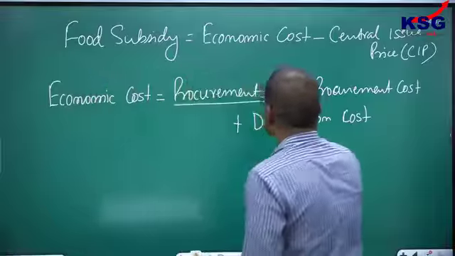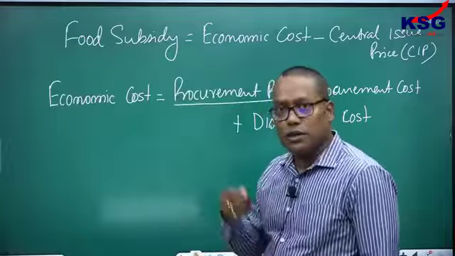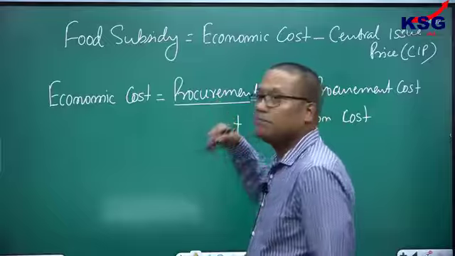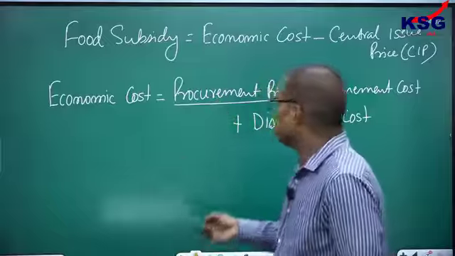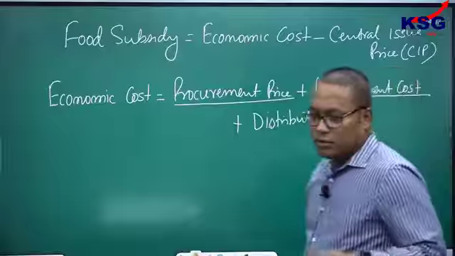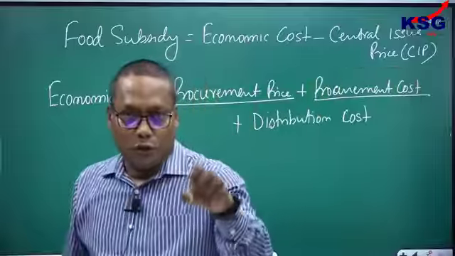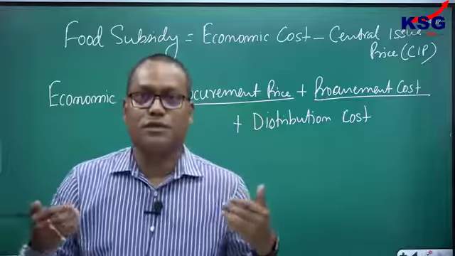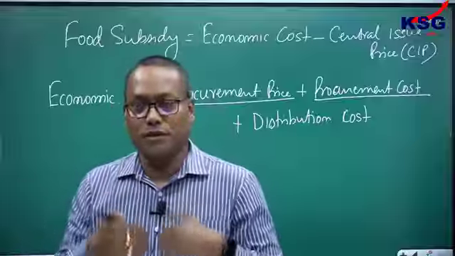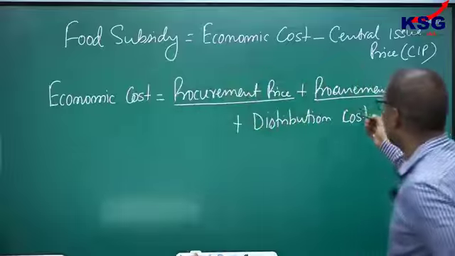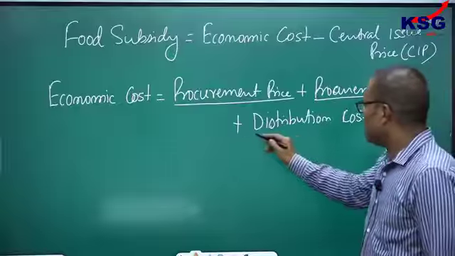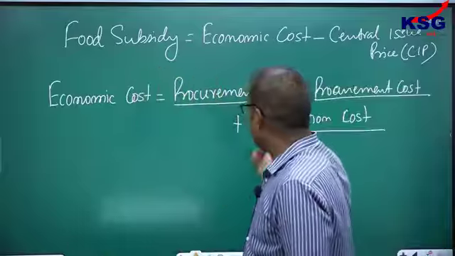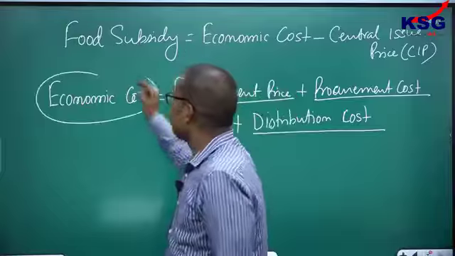Procurement price, as I discussed, is the price at which the government, that means FCI, is buying from the farmers. Procurement price may be the MSP or maybe more than this. Procurement cost means, suppose you are going to procure the food grains from the farmers. You set up your center and use your staff and other things, then you are procuring it. So that is one cost you incur, known as procurement cost, plus the distribution cost for distributing these food grains. After adding these, you get the economic cost of food grains.